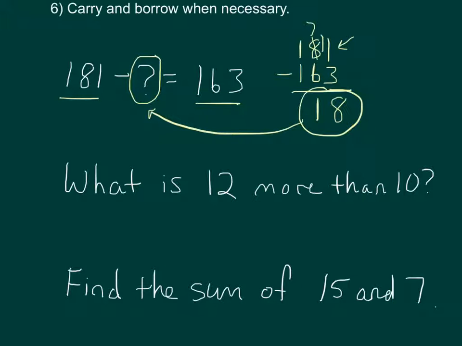Next question. What is 12 more than 10? To get more than a number, I know that you have to add. I know when you add, it doesn't matter what order you go in. So I'm going to line up my digits. Start at the right. Add them up. I didn't have to borrow or carry. So the answer is 22.